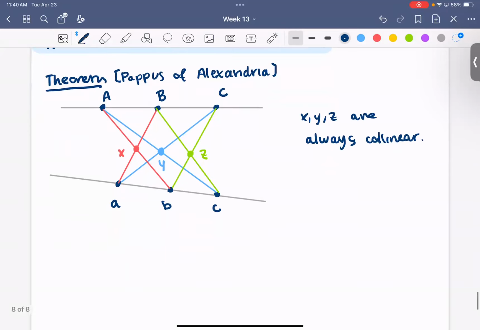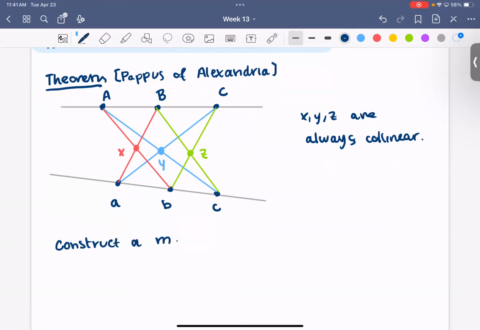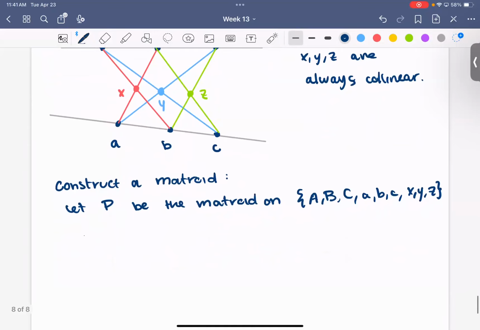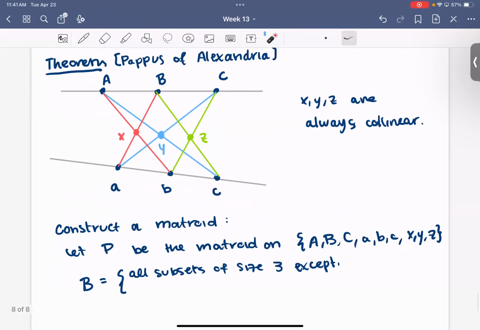So I'm going to construct a matroid as follows. I'm going to let P be the matroid on, I'm going to let the ground set be called A, B, C, a, b, c, X, Y, Z. And I'm going to let the bases of this matroid be all subsets of size 3, except the ones that are collinear in this picture.